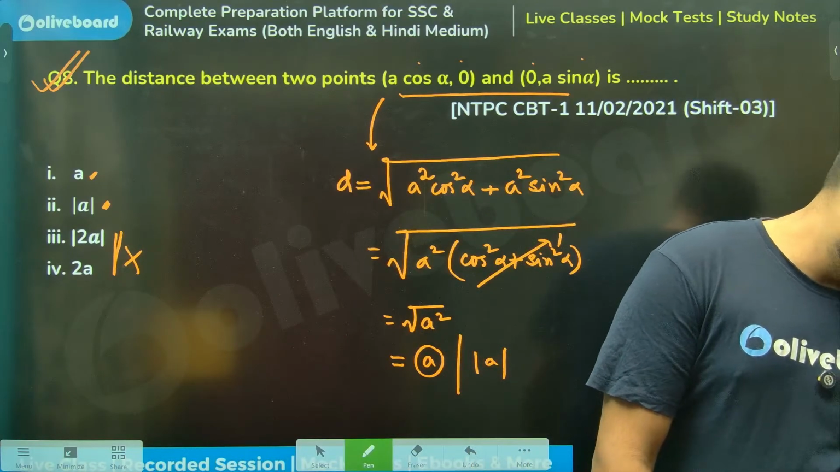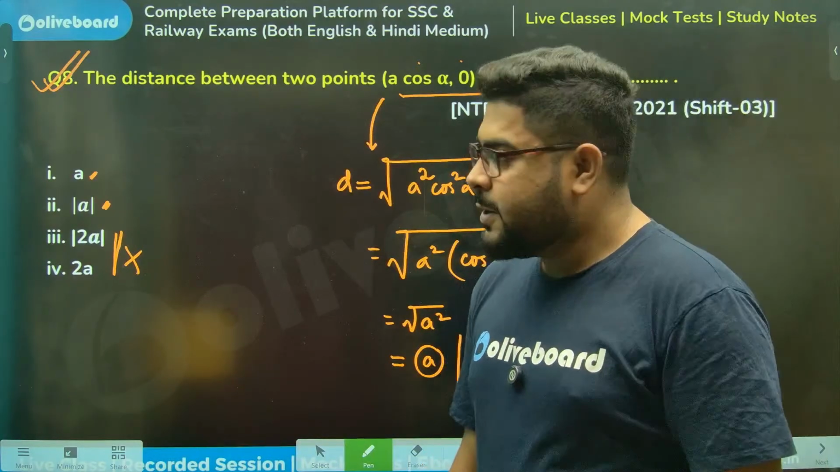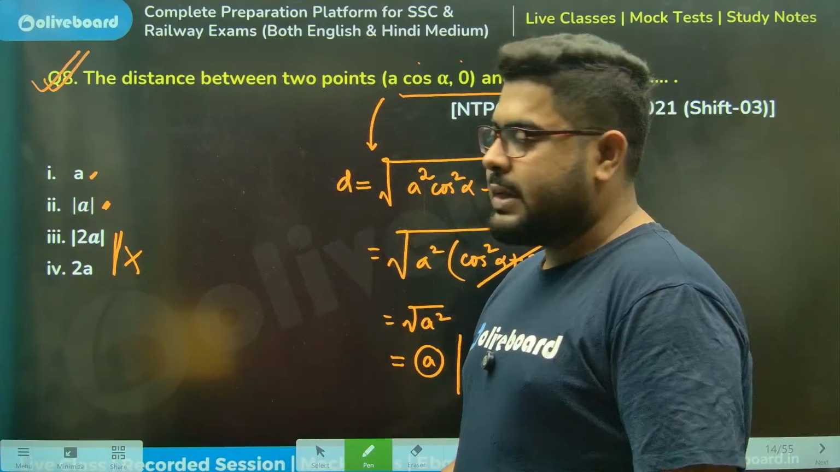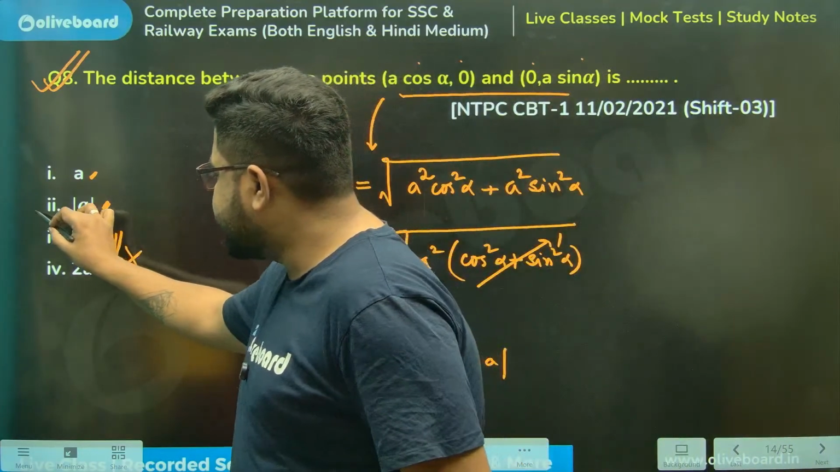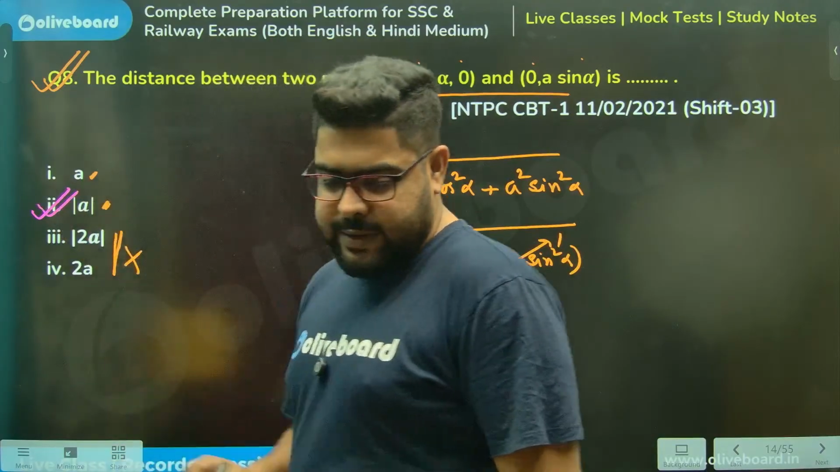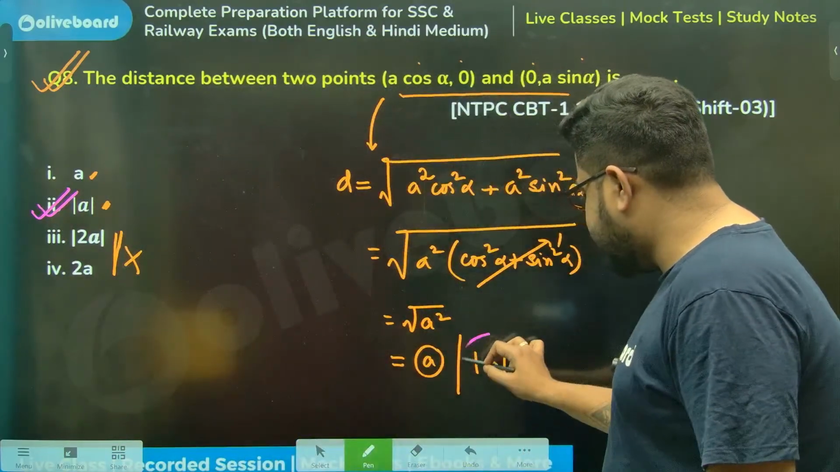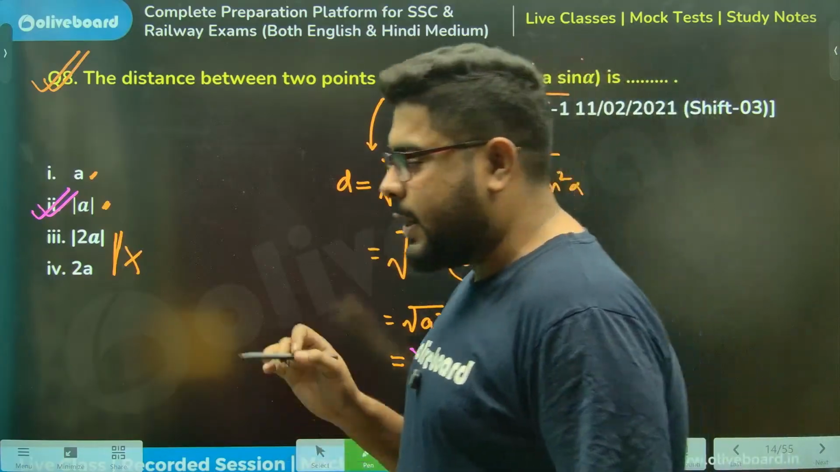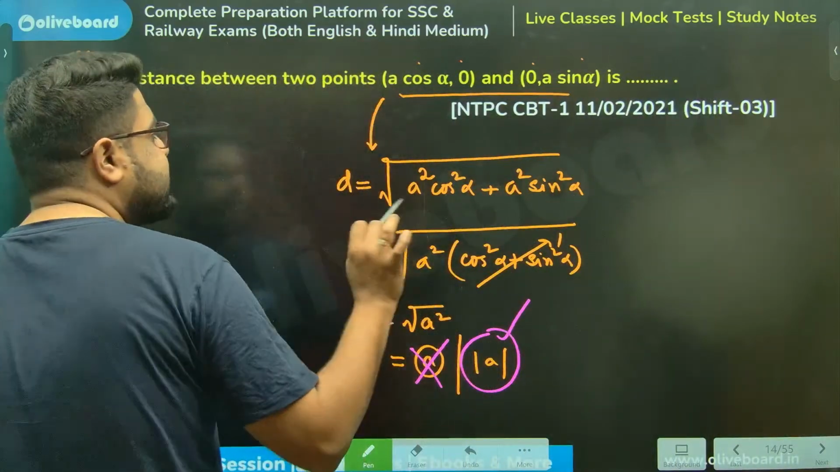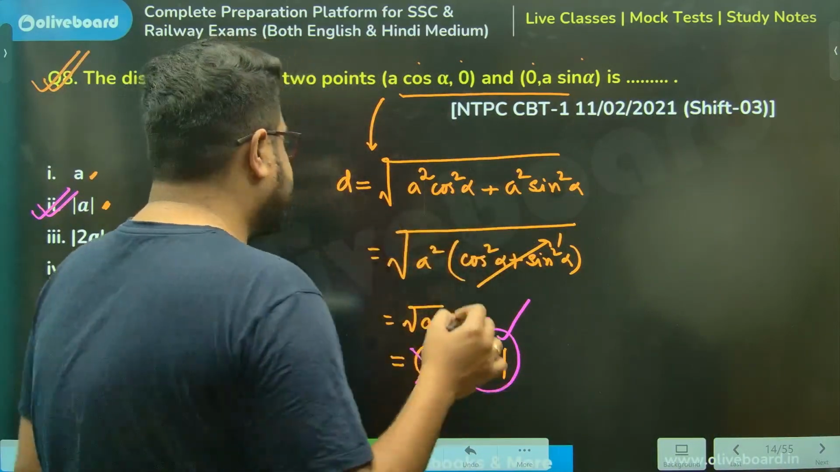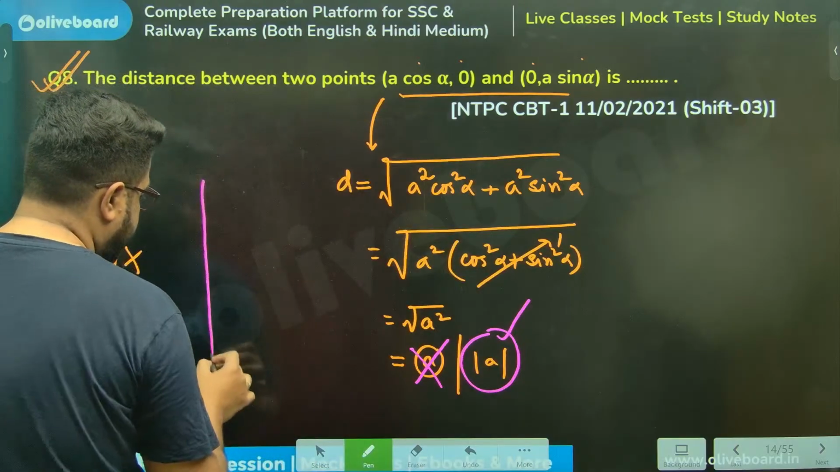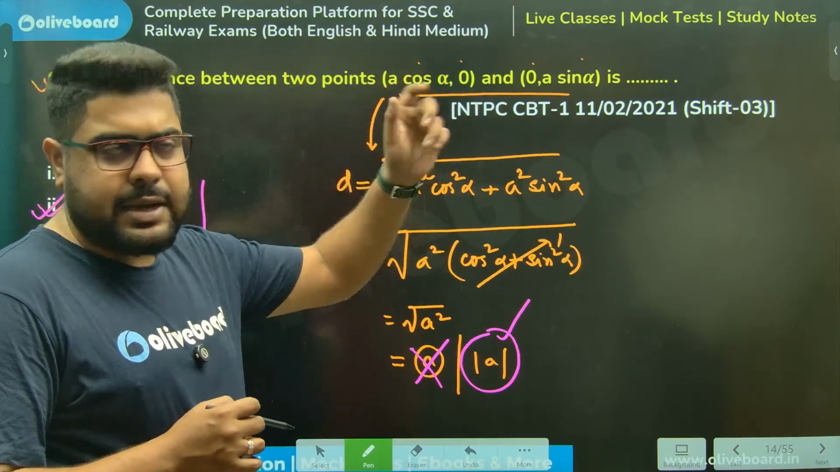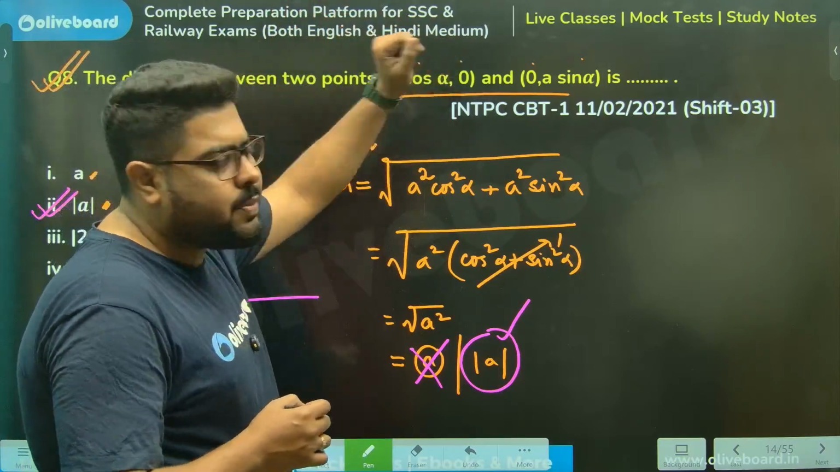Yes, distance should always be positive, but again, is it given, or should I emphasize it will be modulus of A? The answer to your question is, sir, it should be modulus of A. Now, why is that? Please understand the logic a little bit as well. For that, you need to know the basics a little bit.